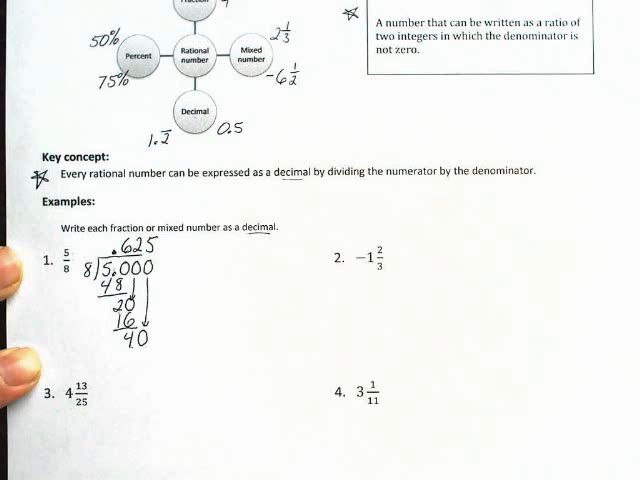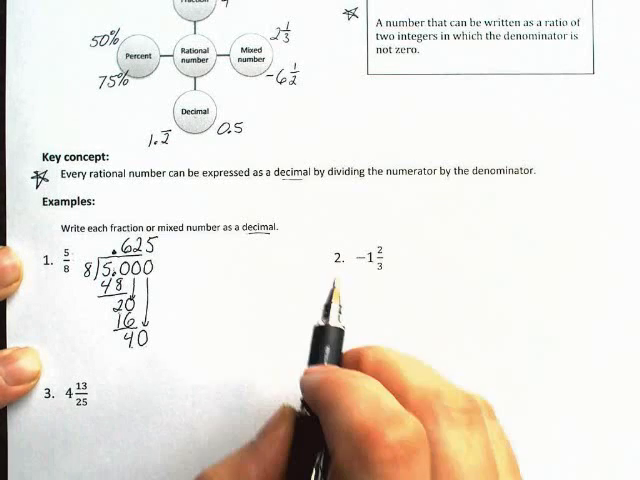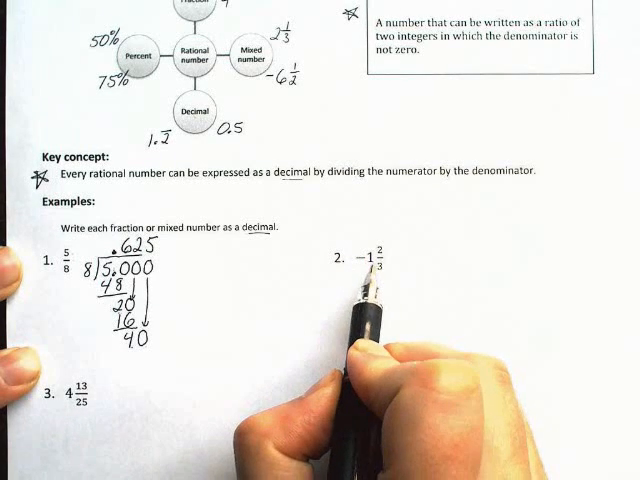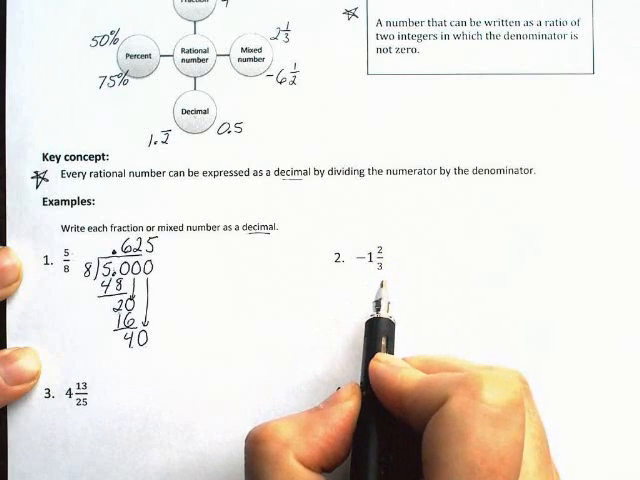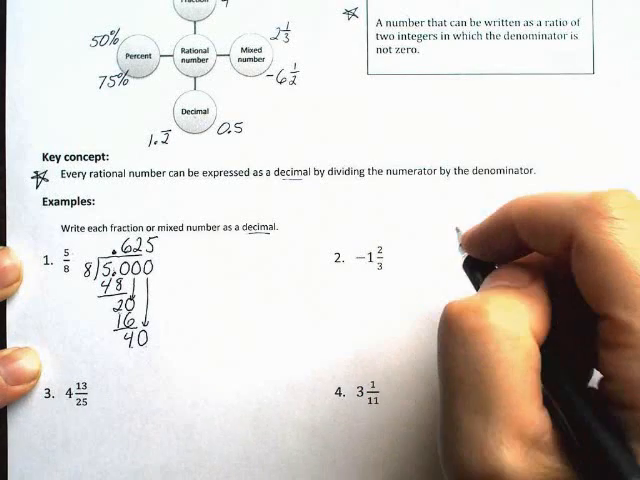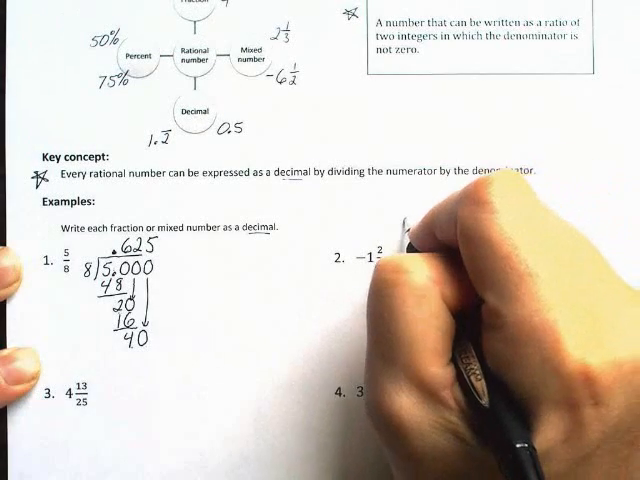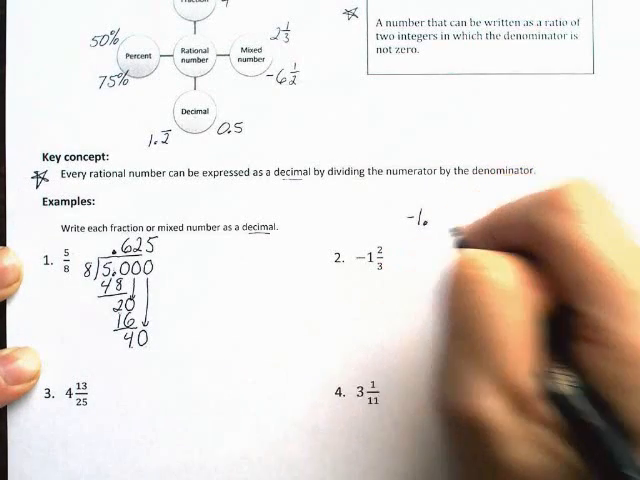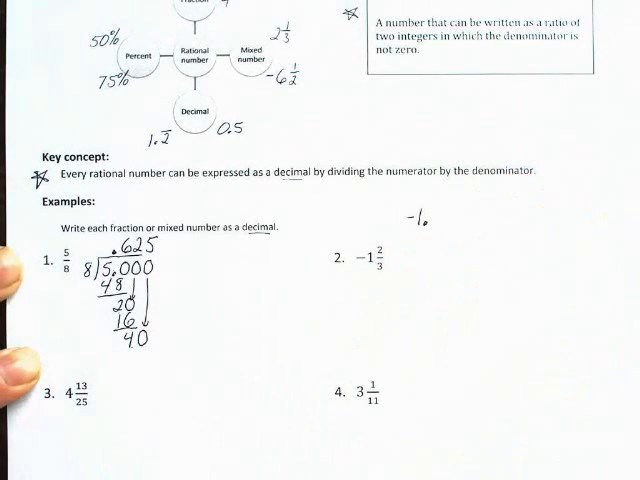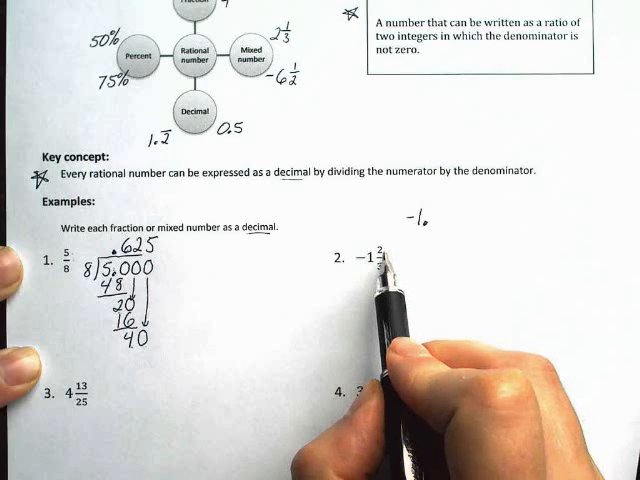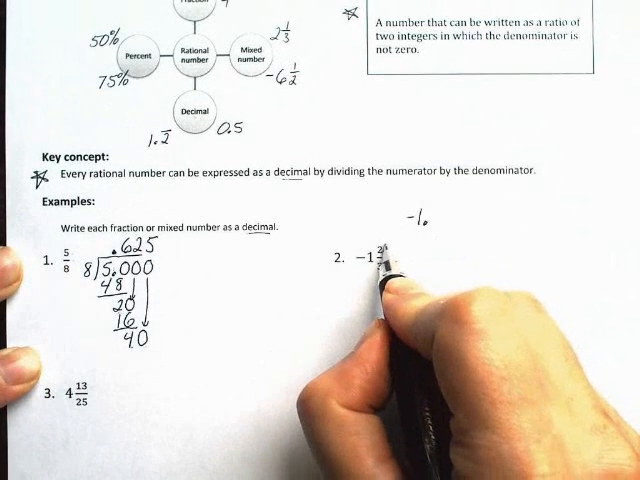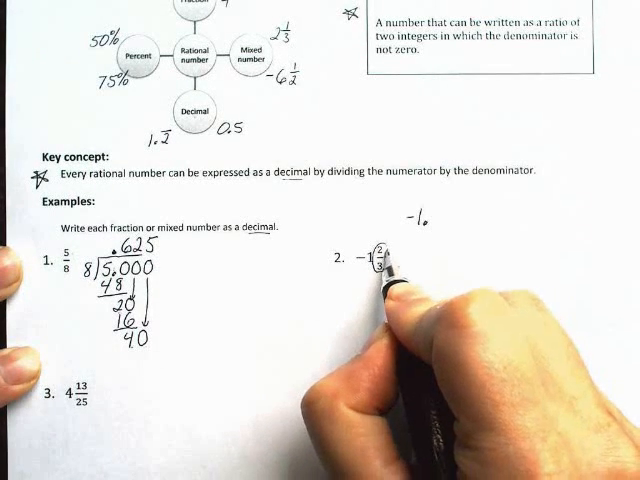Okay. Now, as another example, here's problem 2. This time we have a mixed number, -1 and 2/3. In our answer, we know that it's going to begin with -1 and then the decimal point. But what we need to figure out using division is the decimal for the 2/3 part of this.